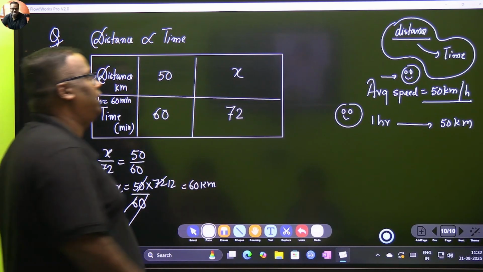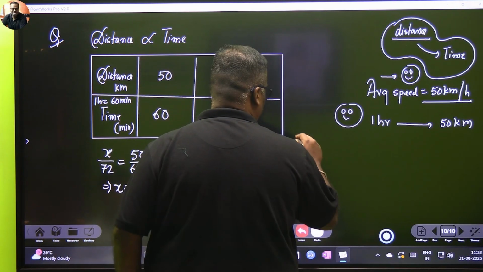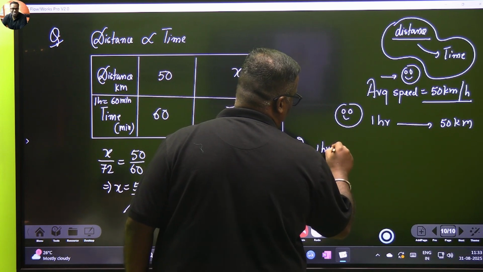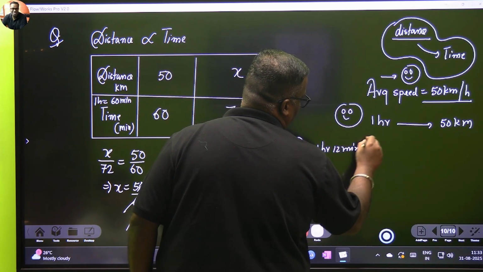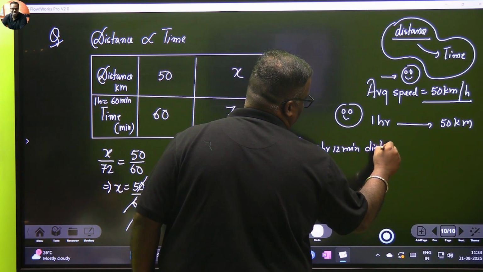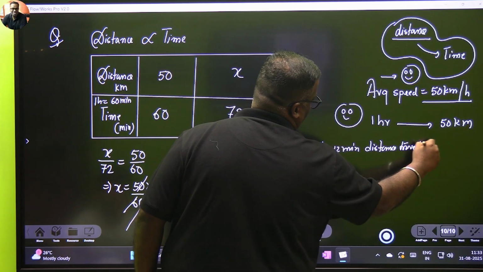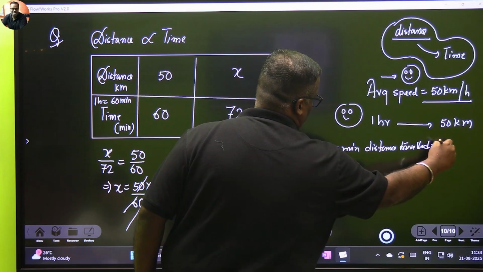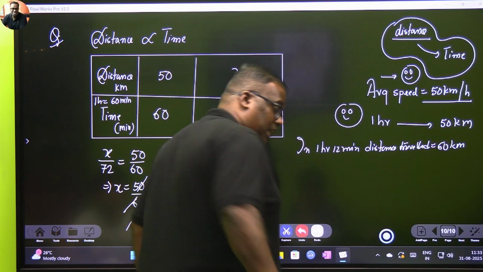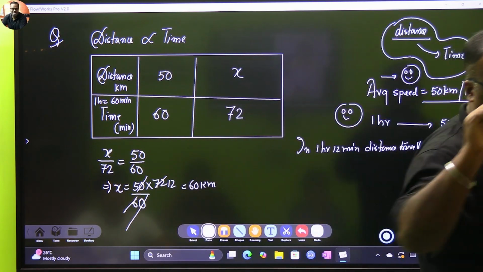So you can write in 1 hour 12 minutes, distance traveled or covered would be equal to how much? 60 kilometers. Check the problem and try to see whether you have understood or not.